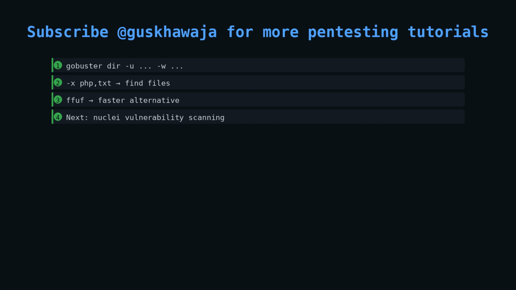And that's directory busting. Point a word list at a target, read the status codes, and add file extensions to find the real loot. We now have a map of hidden pages on our host. Next video, we feed this list into Nikto and start scanning those pages for actual vulnerabilities.